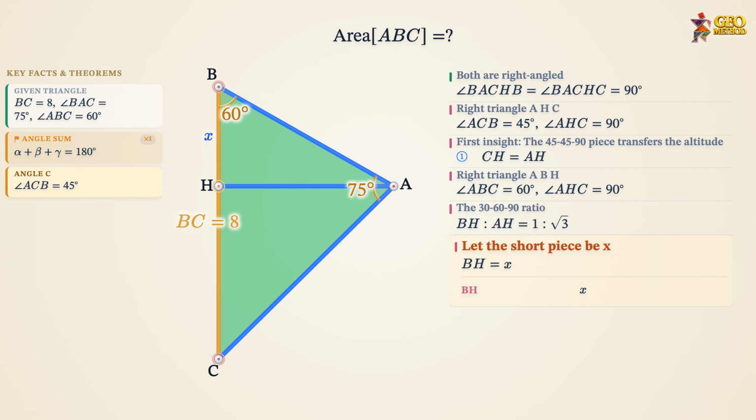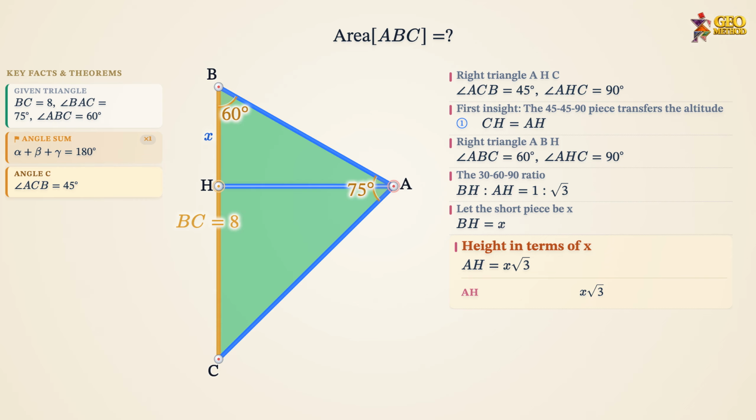Let us give the top base piece, segment BH, the name X. Choosing one unknown lets us write every other length in terms of it and reduce the whole problem to a single equation. Using the 1 to square root of 3 ratio in the top triangle, the height segment AH is X times the square root of 3. That is our height written purely in terms of X.